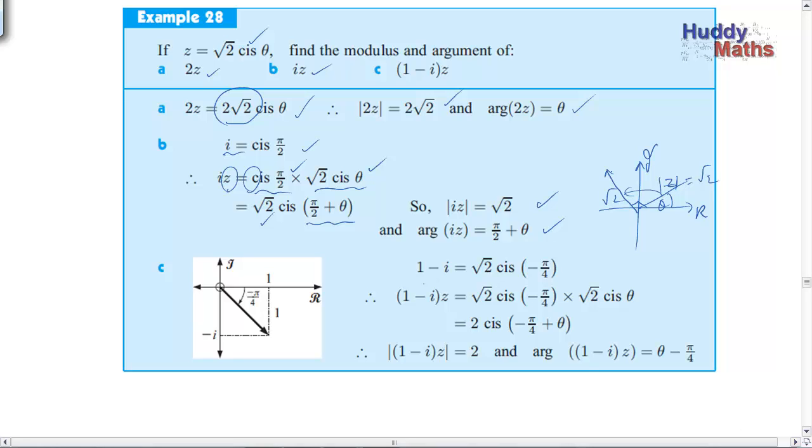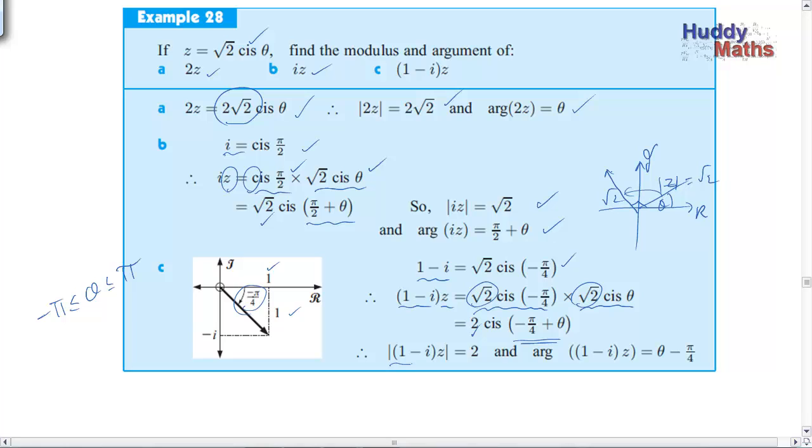Okay, so 1 take i has to be converted to root 2 cis neg pi on 4. Let's do it over here. 1 take i, so looking at that, that's going to be a tan of 1, and the argument therefore, the angle, is neg pi on 4, remember down in that quadrant, because we follow this convention from neg pi to pi. Okay, so now we can multiply 1 take i by z, that's root 2 cis neg pi on 4 by root 2 cis theta, and we'll multiply the moduli, so that becomes 2, and cis of neg pi on 4 plus theta.